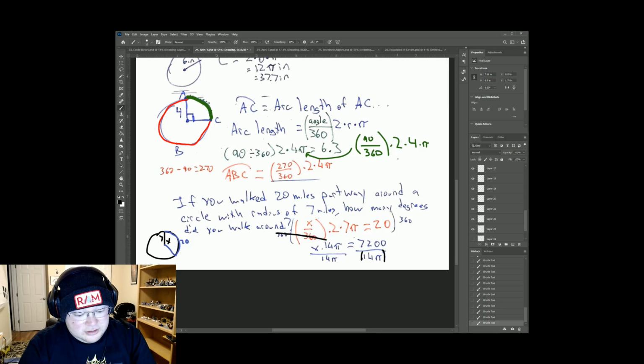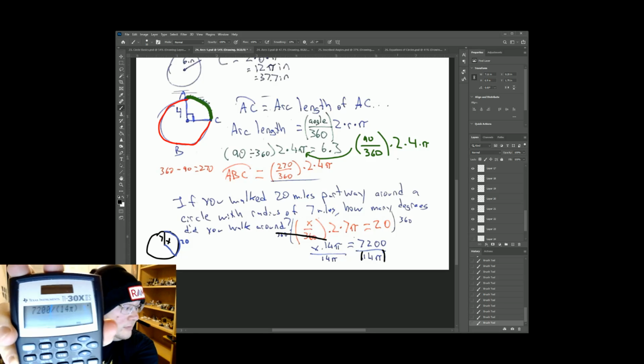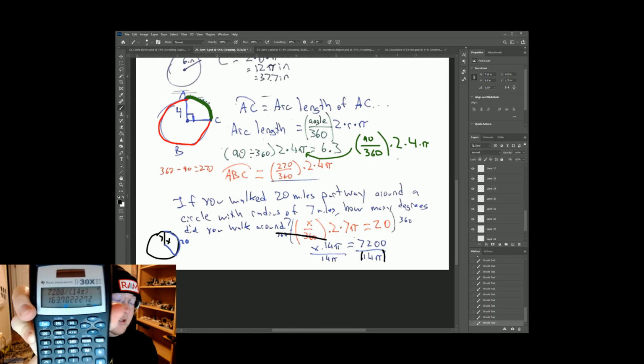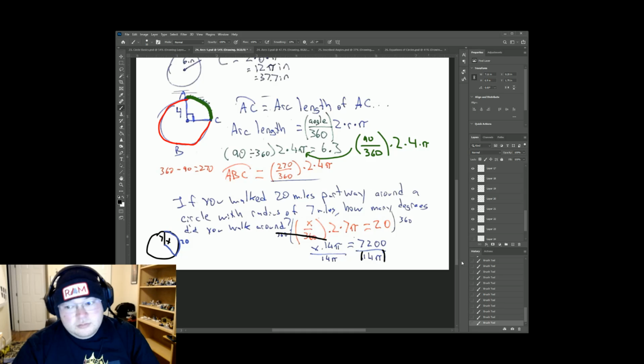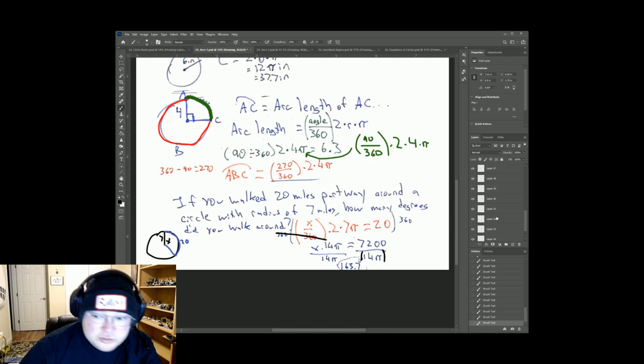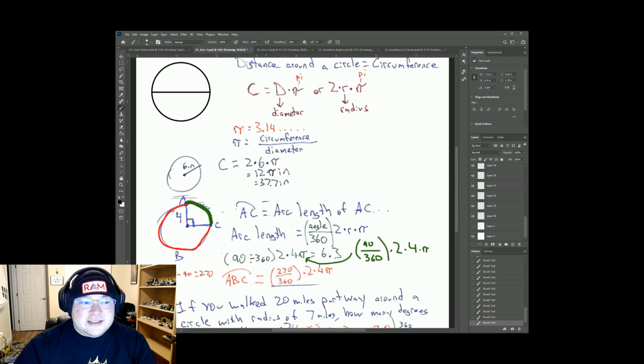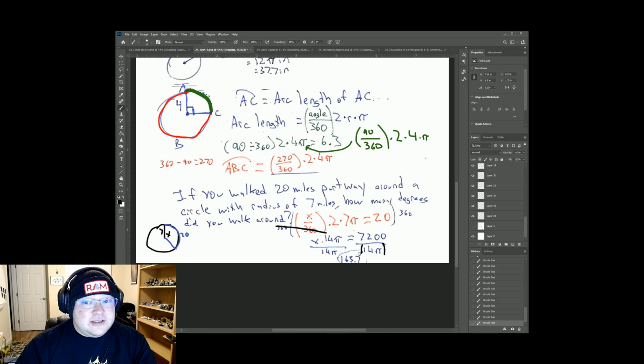So you've got to put that 14 pi in parentheses. And we get 163.7 degrees. So just be careful. 163.7 degrees. Okay, and that is arc length. So arc length is finding how far around a circle you're going, given an angle and a radius. And then you could solve for different things.